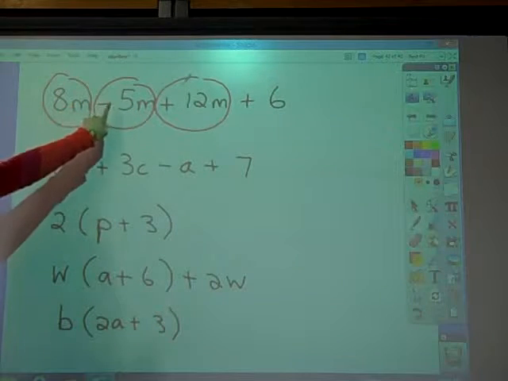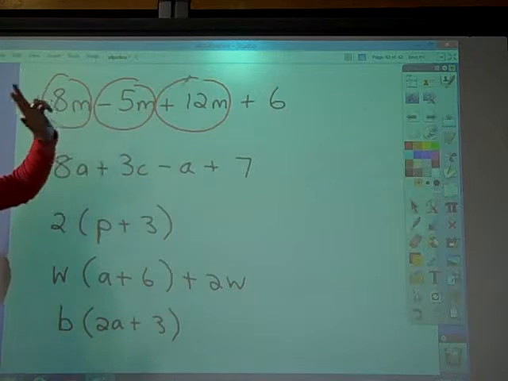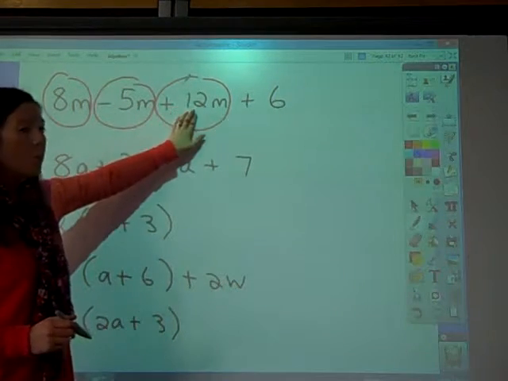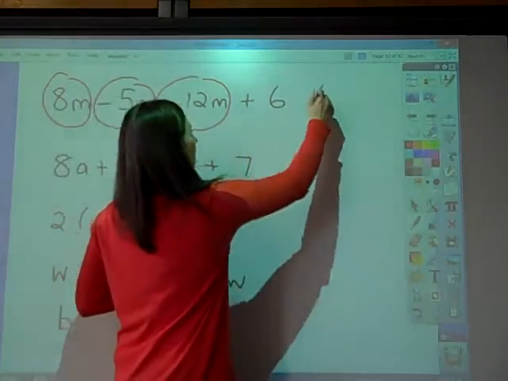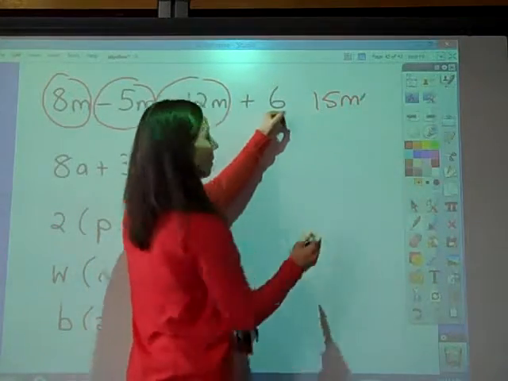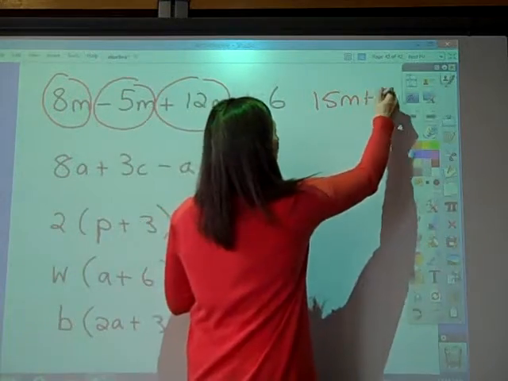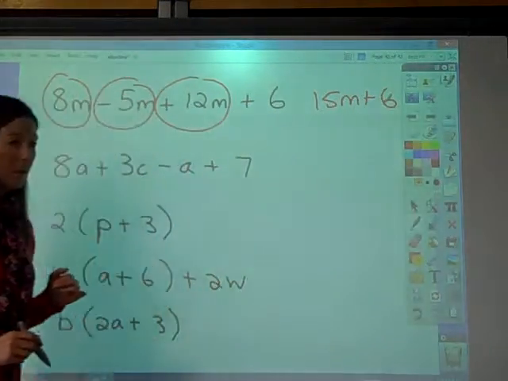So now I just look at the ones that have an M. I have 8M take 5M. 8M take 5M gives me 3M, because 8 take 5 is 3. Then I've got 3M plus 12M gives me 15M. Now, that plus 6 is still going to be my answer because it's still in the sum. So my answer is simply 15M plus 6.